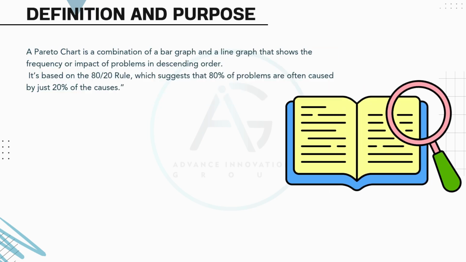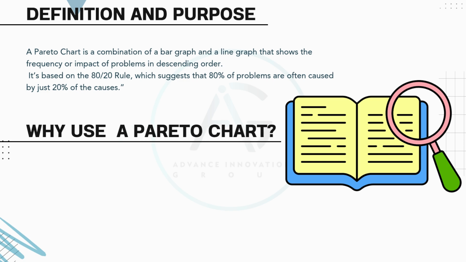Definition and purpose. A Pareto chart is a combination of a bar graph and a line graph that shows the frequency or impact of problems in descending order. It's based on the 80-20 rule, which suggests that 80% of problems are often caused by just 20% of the causes.